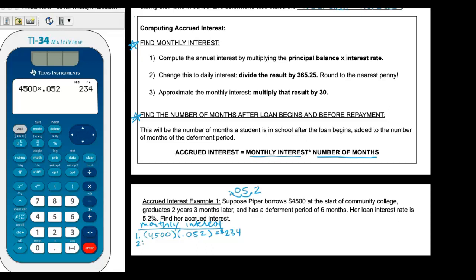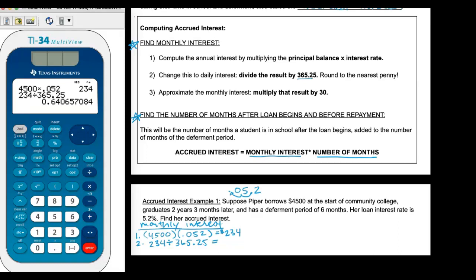That I'm going to want to divide by 365.25 to find the daily interest. So 234 divided by 365.25. And if you're wondering why it is 365.25 since there's 365 days in a year, well, there's a leap year every 4 years, and so we average that out. And we know banks want to make sure that the money is paid back, so we are adding in that leap year too.